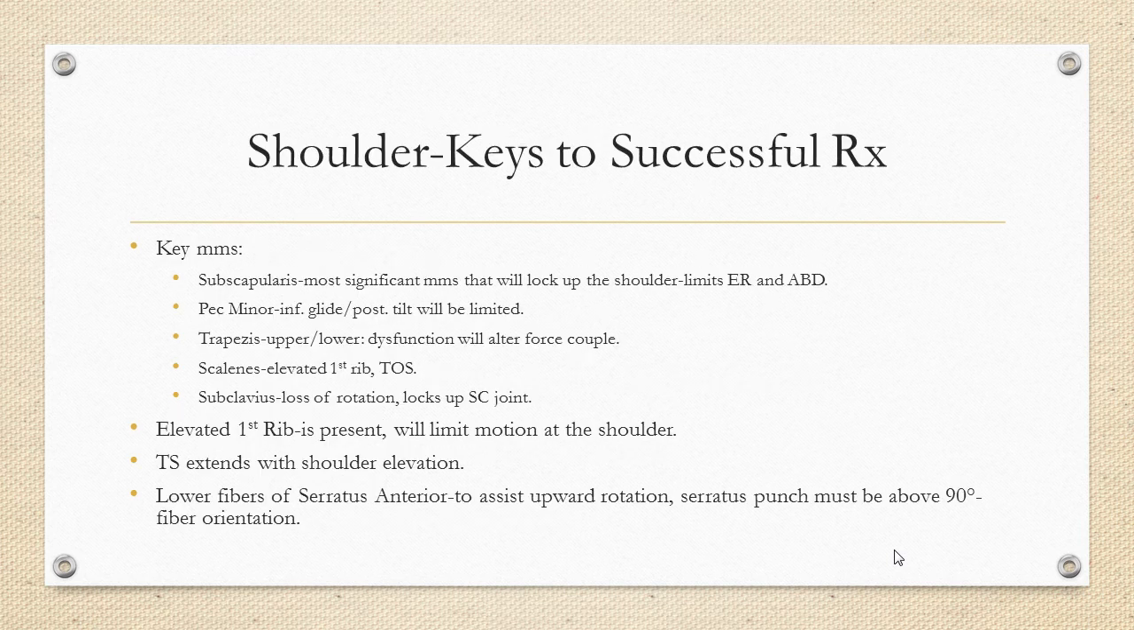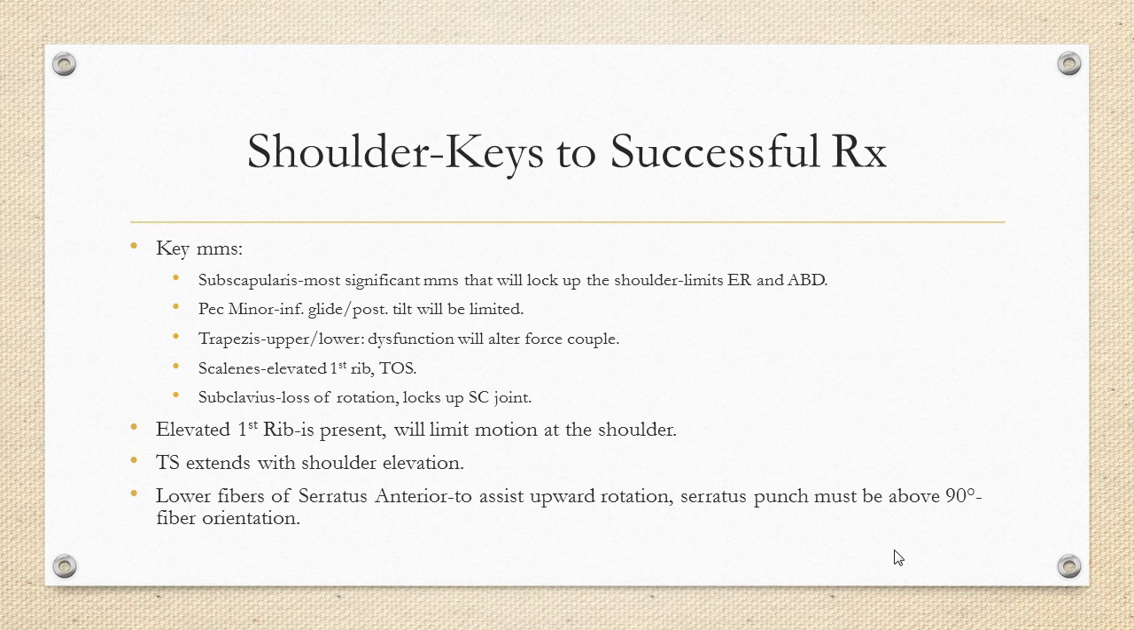A couple of key muscles that we need to make sure we look at. Subscapularis, very significant, often will limit your external rotation range of motion when a patient has been in a sling or immobilized for a period of time. If that muscle is hypertonic, it's going to limit external rotation and abduction. Get in there with your hands, release that hypertonicity, or dry needle the area to limit hypertonicity.